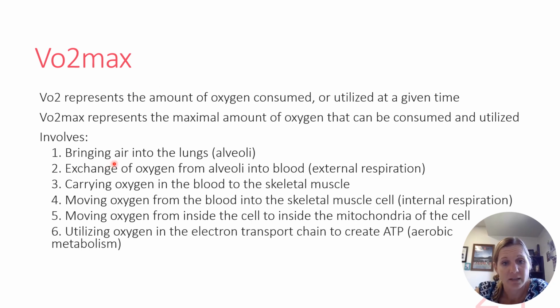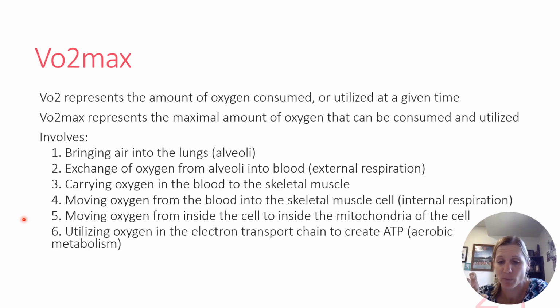Number one, I need to bring air into the lungs, and I'm going to bring it to the alveoli, which is the terminal unit of the lungs. Number two, I'm going to move that oxygen from the lungs into the blood. That process is called external respiration, the movement of oxygen from the alveoli into the blood. Number three, I'm going to carry that oxygen in the blood to the level of the skeletal muscle where I want to use it. Number four, I'm going to do something called internal respiration, which involves the movement of oxygen from the blood into the skeletal muscle.